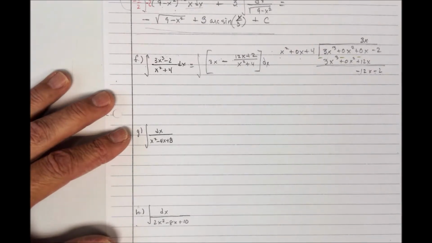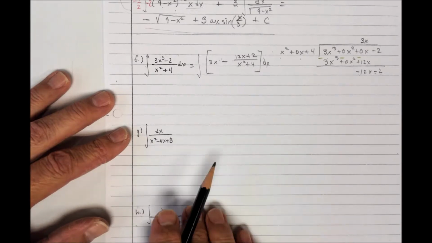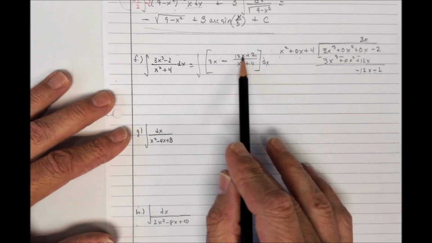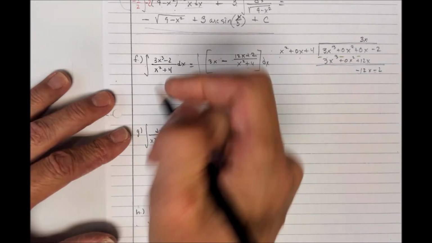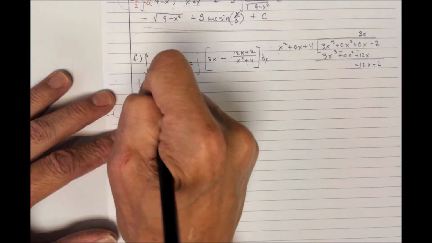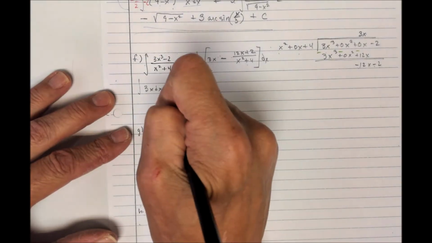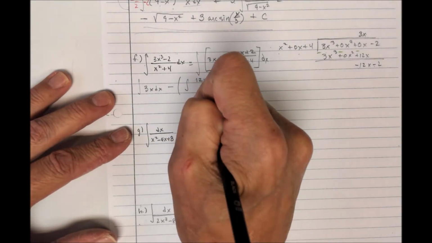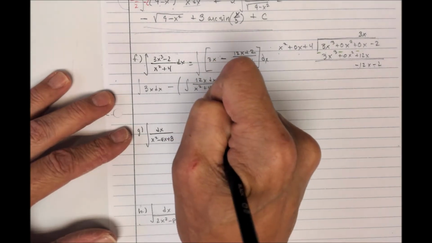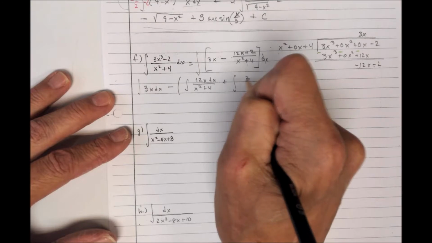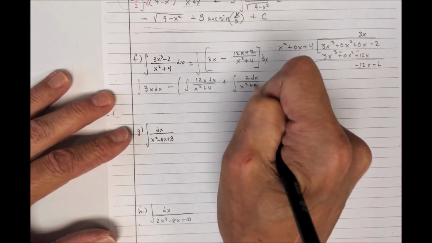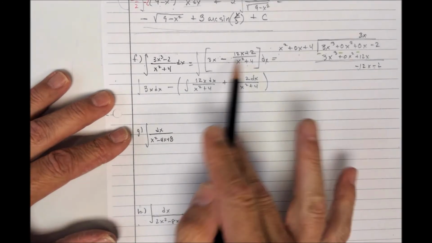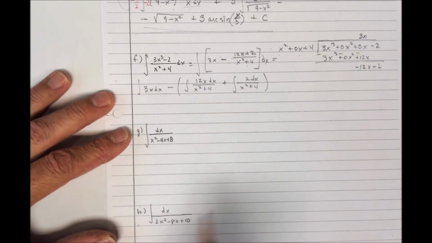So I am going to now break this into 3, count them 1, 2, 3 integrals, kind of along the same way that I did in the previous example, because I have these two terms in this numerator. So I'm going to write this as the integral of 3x dx. All right, careful now, minus all of this, the integral of 12x dx over x squared plus 4 plus the integral of 2 dx over x squared plus 4. Now I did that to emphasize the fact you have to be very careful with your signs here because I'm subtracting all of that.